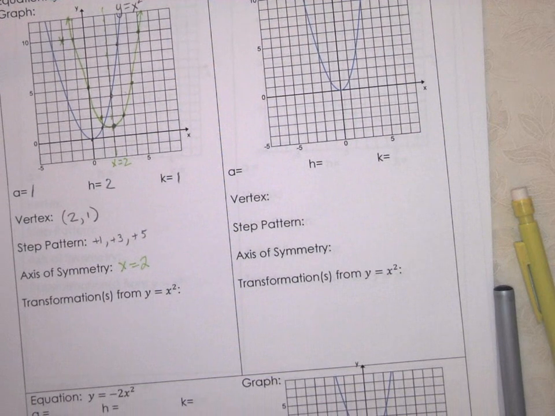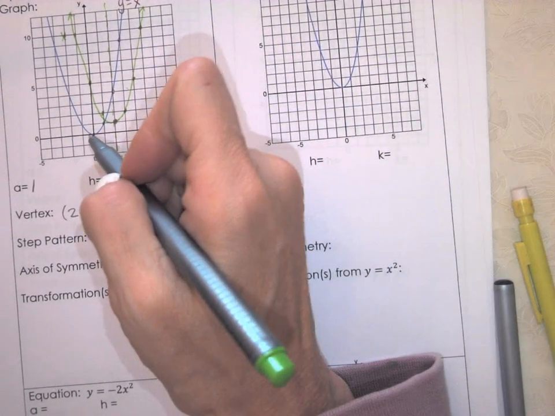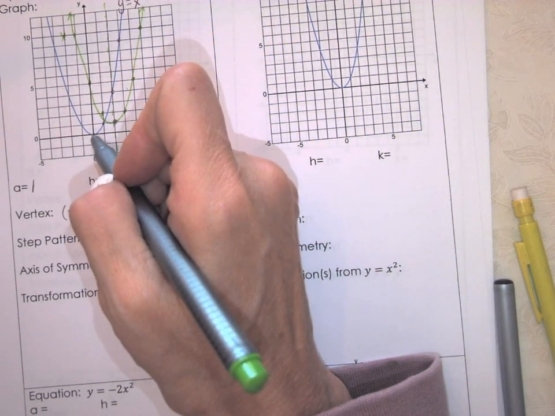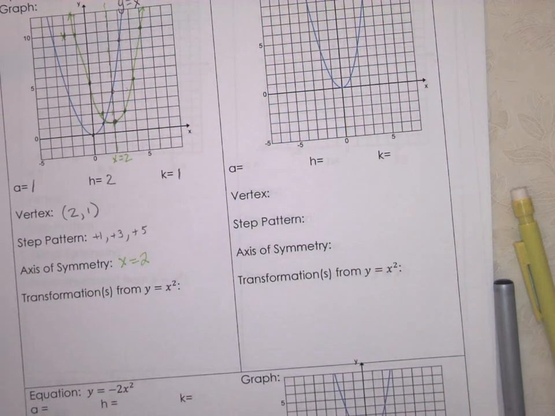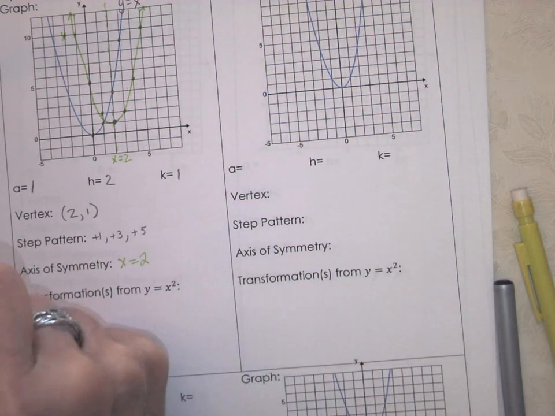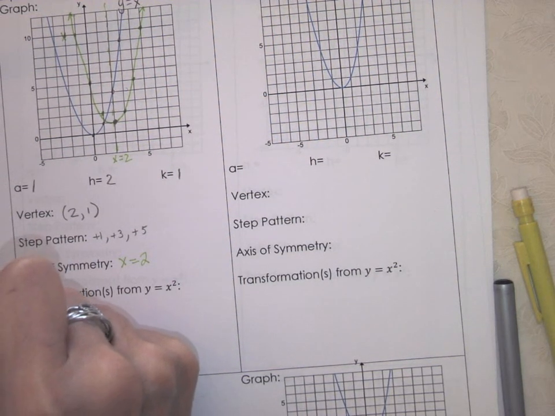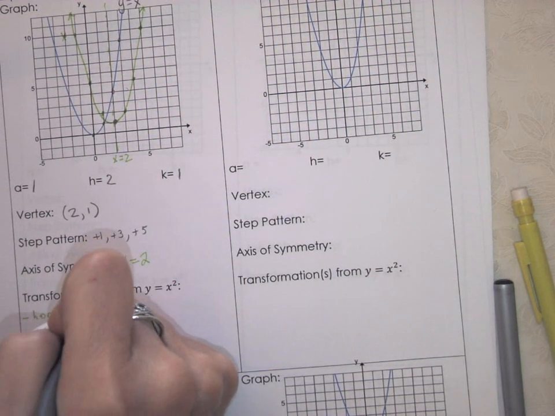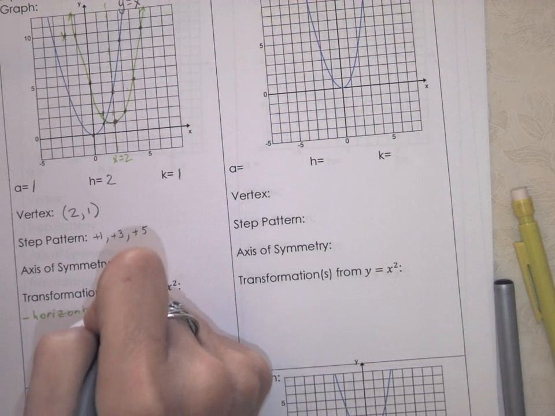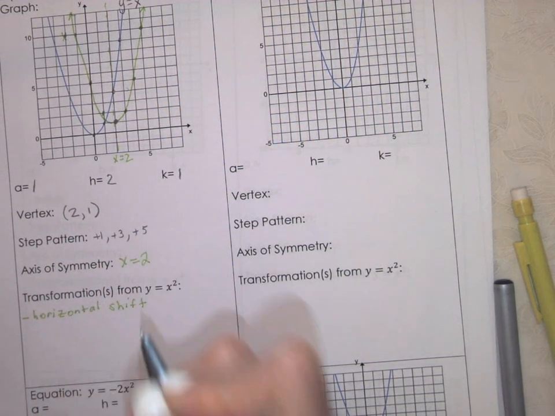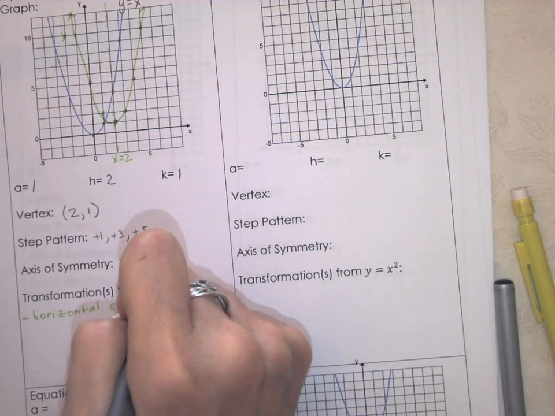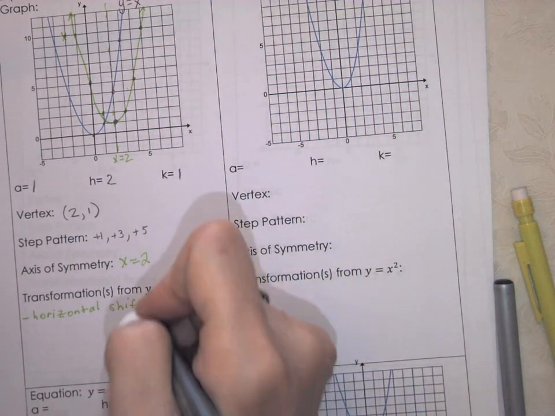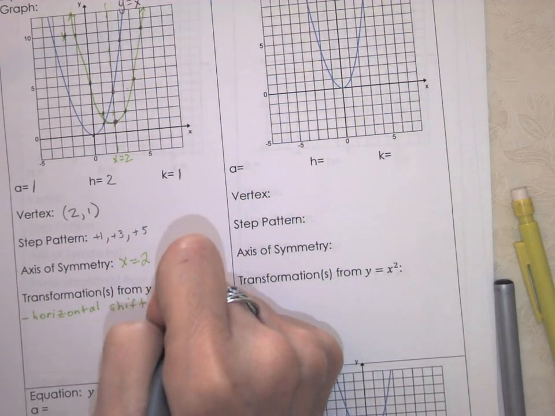And what transformations have happened from the original? From the original, our vertex has been shifted 2 units to the right. So we call that, first one, a horizontal shift. Horizontal is left or right. First we describe the overall transformation: it was a horizontal shift. And then I use a semicolon and say specifically what it is. In this case, it was right 2.